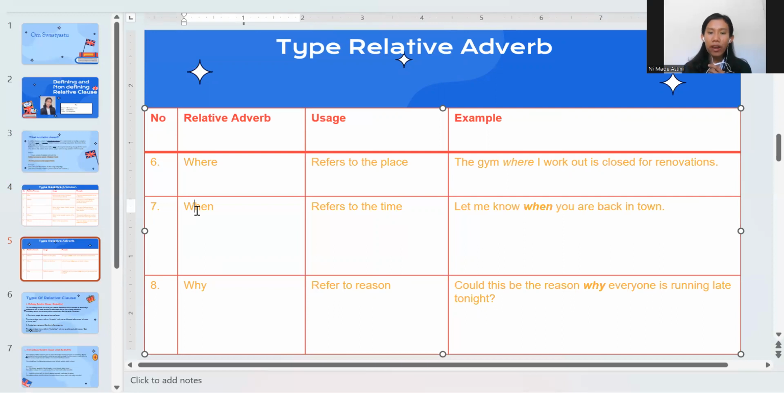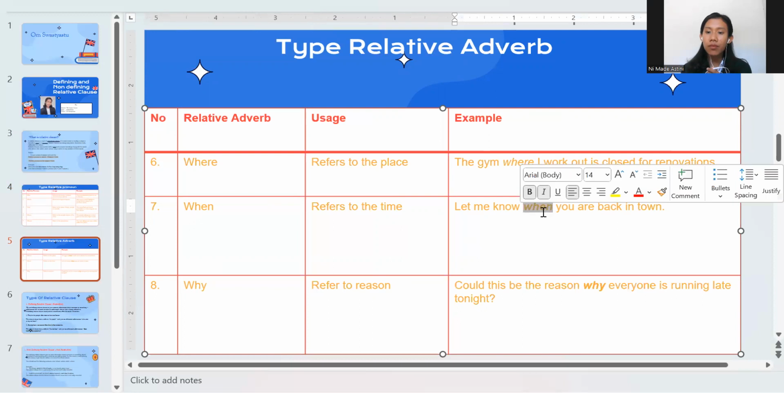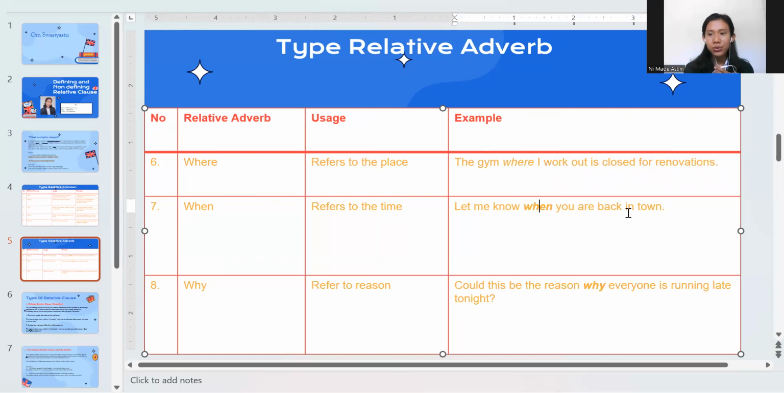Number seven is when. When is referred to time. Let me know when you are back in town. So when here is referred to the time when her friend comes back to town. Number eight is why. Why is referred to a reason. For example, could this be the reason why everyone is running late tonight. So why here is always referred to the reason.